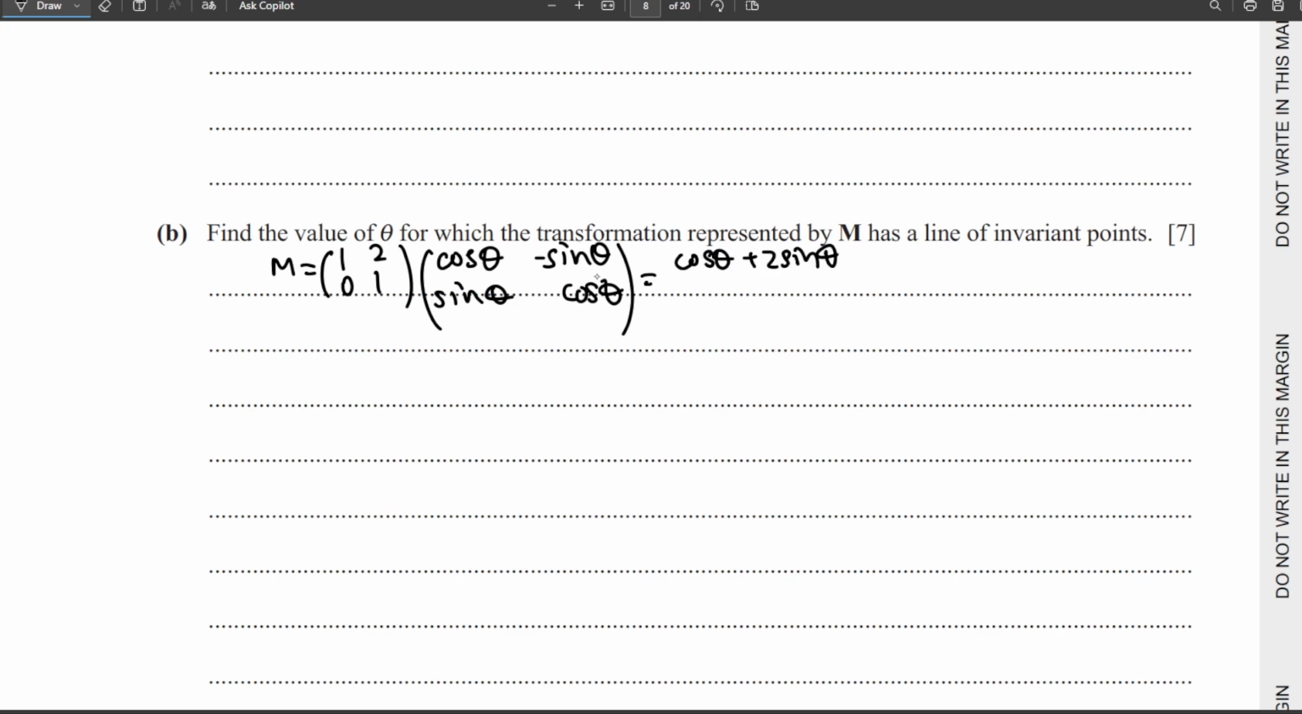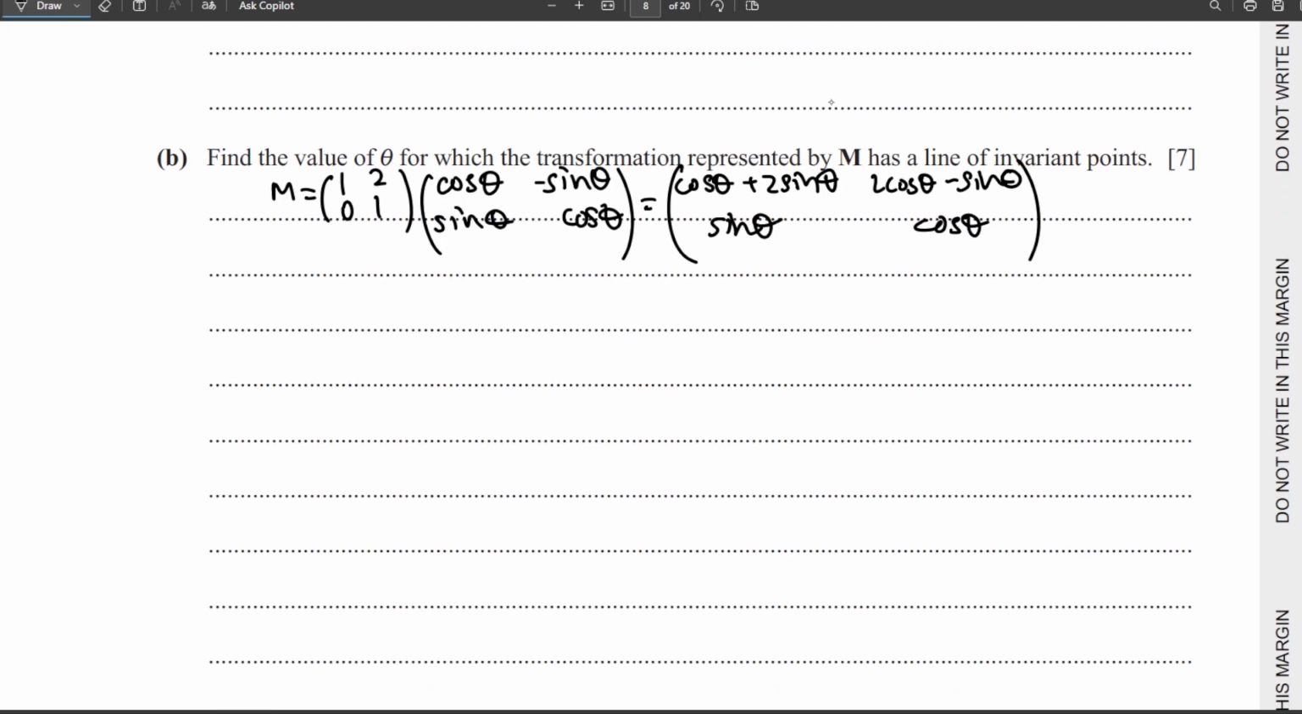Next one, you also have 1 negative sine, then 2 cosine. So I have a 2 cosine minus sine, 0 cosine, 1 sine. And the last one is 0 negative sine and 1 cosine. In the end, this will be the final or combined matrix M, the transformation both combined together.